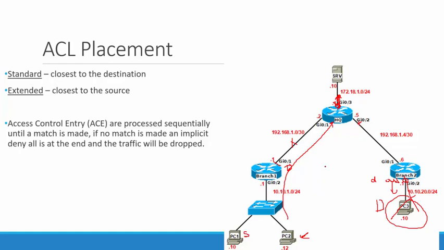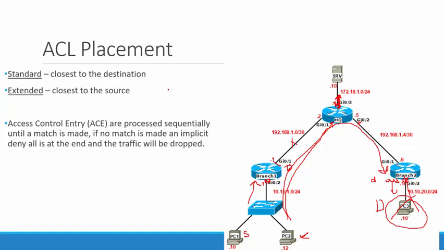I wouldn't want to wait to deny it over here. We don't want to send the traffic all the way over, all the way around, and be like, oh, I guess I'm not really allowed to go there. So with an extended access list, we can save on bandwidth and CPU processing by applying it as close to the source as possible, because we can be so specific. So on this one, we could create an ACL, apply it inbound on branch 1. That would deny the source of PC1 to go to the destination of PC3.